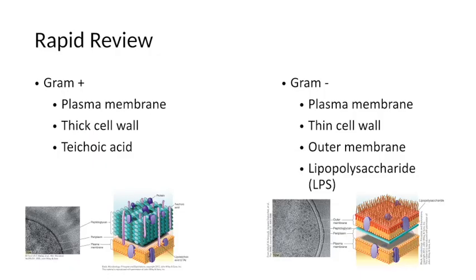Let's do a rapid review. Gram-positive cells stain purple when we do a gram stain. They have a plasma membrane, a thick cell wall made up of multiple layers of peptidoglycan, and teichoic acids embedded within that cell wall. Gram-negative cells stain red in a gram stain. They have a plasma membrane, a thin cell wall that's made up of only a single layer of peptidoglycan, and an outer membrane. And embedded within that outer membrane is lipopolysaccharide, also called LPS, which only is found in gram-negative cells. That's it. That's our bacterial envelopes and the structures that you will find on our two different types of bacterial cells, gram-positives and gram-negatives.